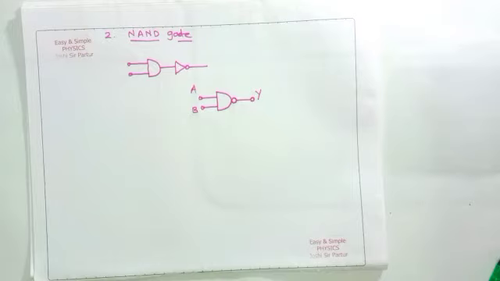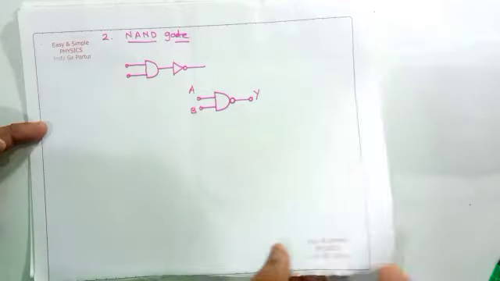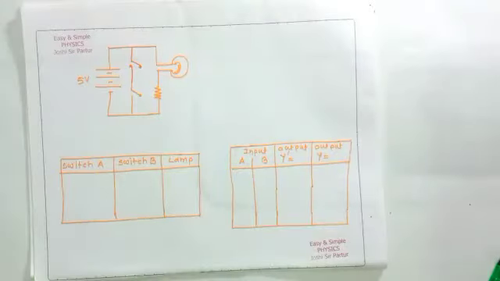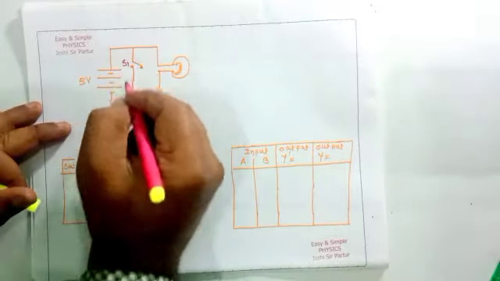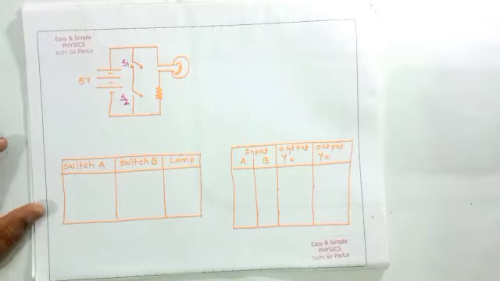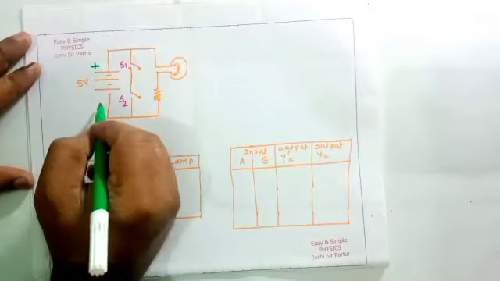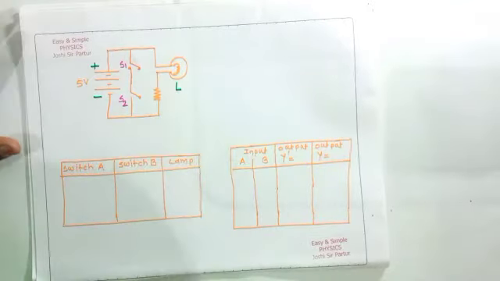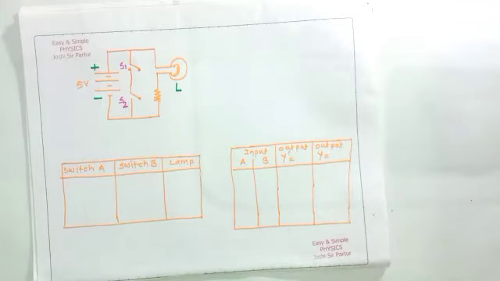So by using the switch circuit, if we see the switch circuit, two switches are used, switch S1 and switch S2. Both are connected in series with each other. Across the series combination a 5-volt battery is connected, and lamp L is connected across the series combination.